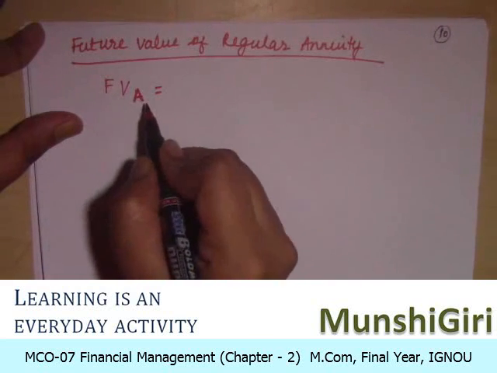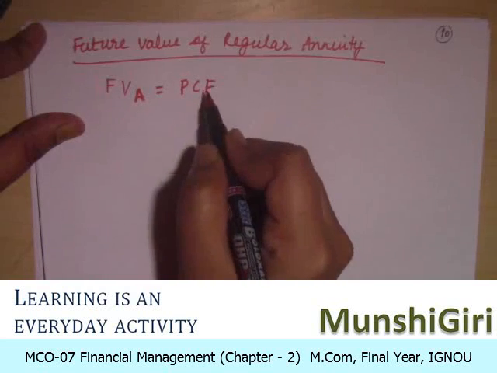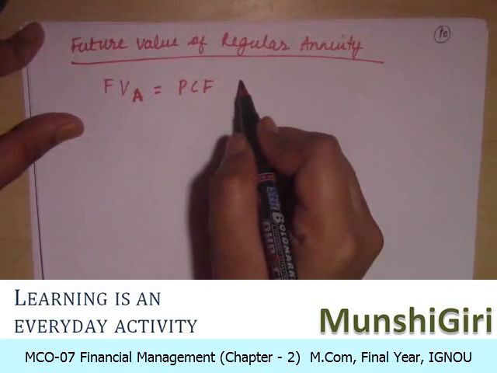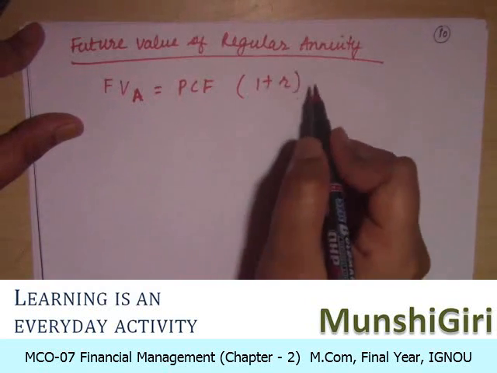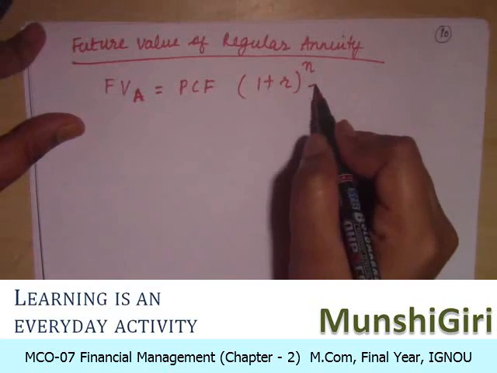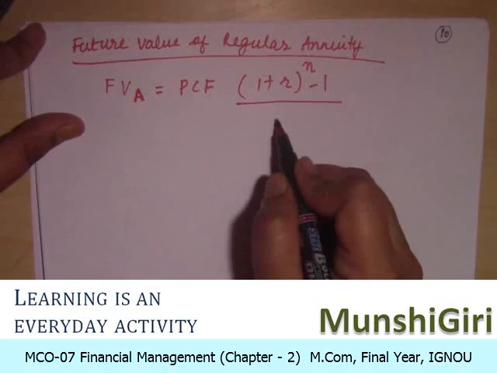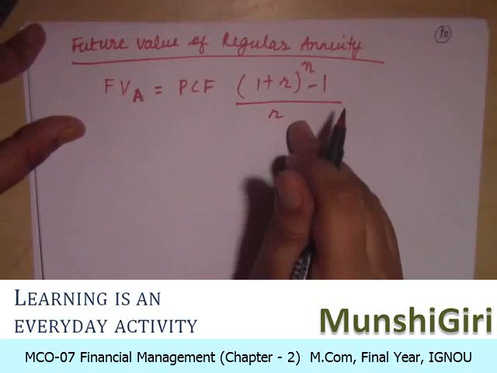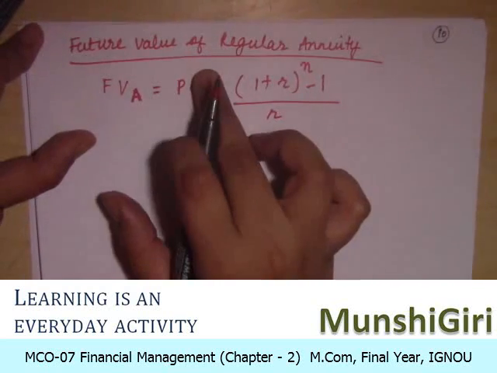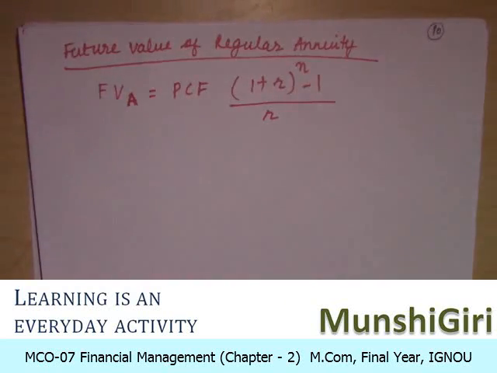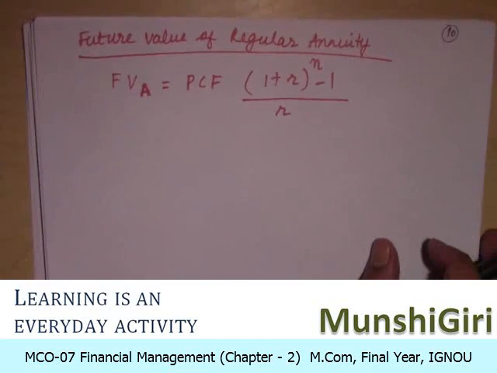A denotes annuity, is PCF, periodic cash flows, 1 plus R raised to the power n minus 1 and the whole divided by R. This is the formula for calculating the future value of a regular annuity. Let's write down its components.